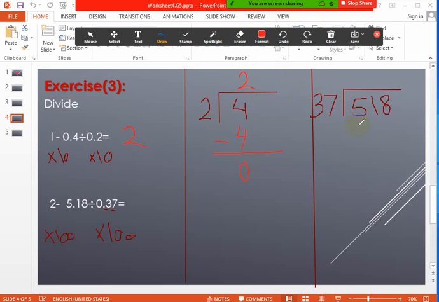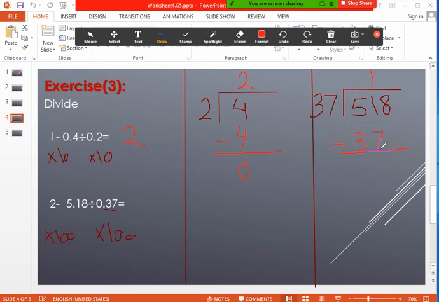Yes, dear. Now I want to divide 518 by 37. 5 divided by 37, can I? I will take 51 divided by 37. How many 37 in 51? Only one. No 0, because I have only 1. 1 multiply 37 equals.